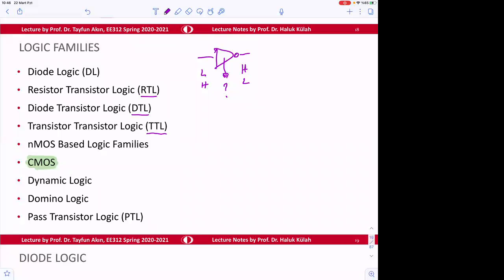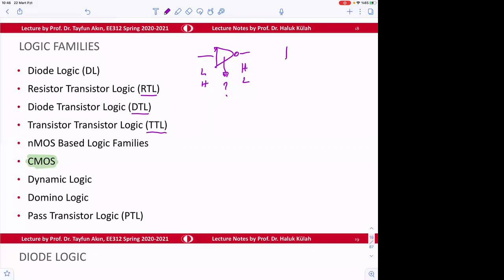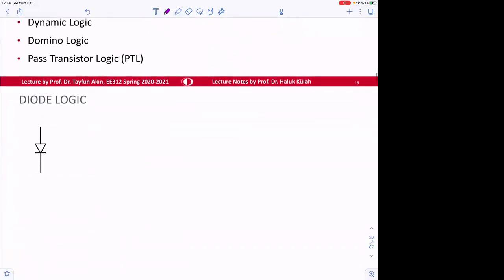So how can we implement inside of that circuit so that low and high are going to be created depending on the input? So this can be applied to an inverter, or it can be applied to a NAND gate or NOR gate. So how can we implement all these things? Okay, so that's the basic idea.